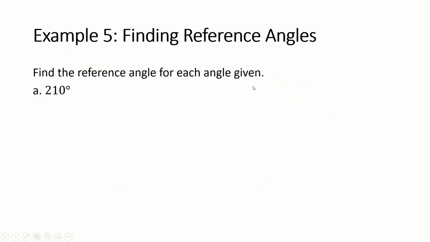Now let's continue to example 5, finding reference angles. We're asked to find the reference angle for each angle given. So what if it's 210 degrees? The terminal side for that lies in quadrant 3 because it's more than 180 degrees and at the same time it's lesser than 270 degrees. So if that's the case, it's in quadrant 3.